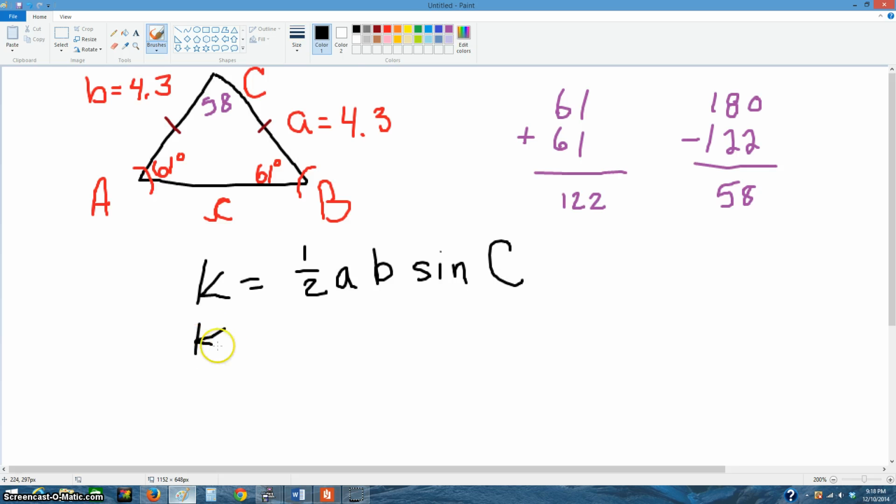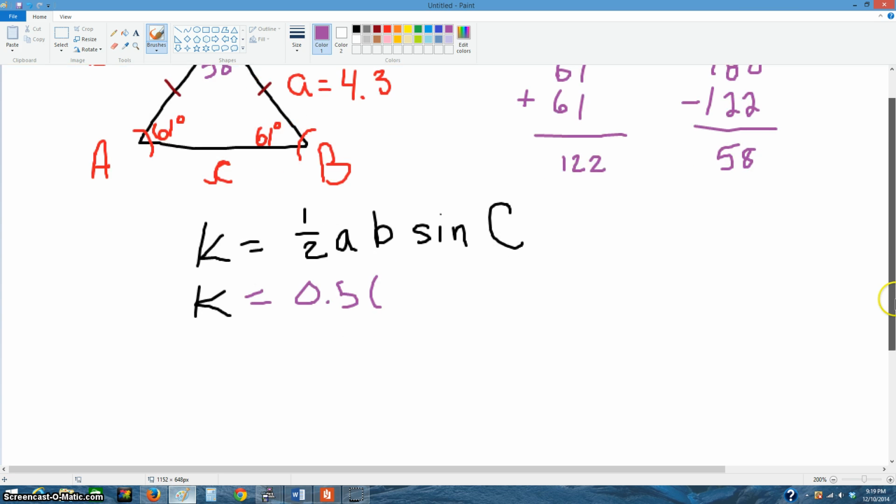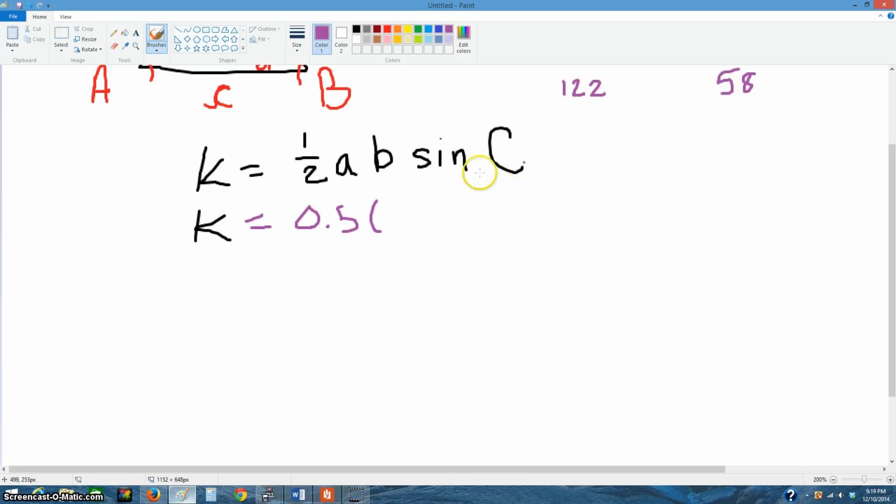Okay, so we have really K equals 0.5, because I don't like to use 1/2, so 0.5 times A, which was 4.3, times B, which was also 4.3, times sine of big C, which happened to be 58 degrees.